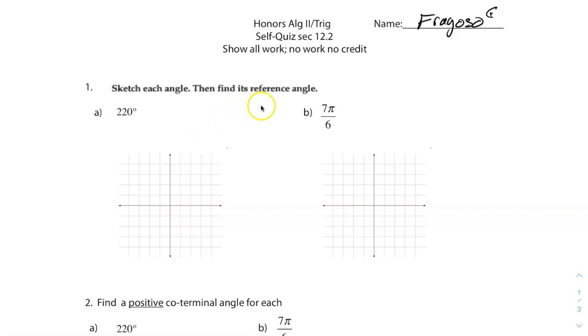Let's do the 12.2 self quiz. Sketch your angle, then find its reference angle. So 220, let's sketch 220 real quick. Here's 0, here's 90, here's 180, here's 270, and maybe 360, and go around.